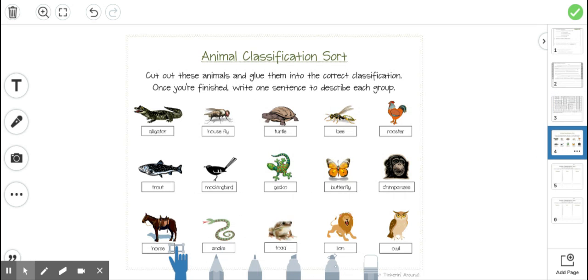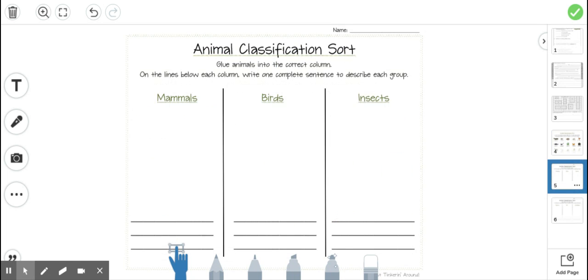This one was in your packet, and if you look close at the instructions, it says cut out these animals and glue them into the correct classification. Yeah, it turns out you can't do that. Sorry, there was a little mistake with the packet, and we wanted you to be able to cut them out, but it got printed funny. So here's what you can do. Just look at this sheet and then use it to fill out the next 2 pages, okay?